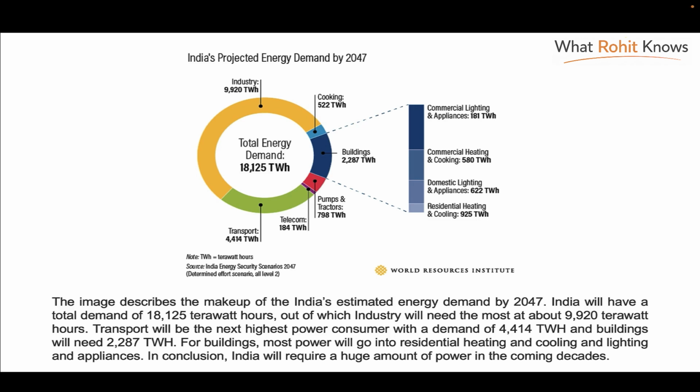What kind of a conclusion can you make here? You can conclude that by 2047, industry will account for more than half of India's total energy demand. That'd be a good conclusion. Or you can just say that India will require a huge amount of power in the coming decades. Because that's still 2 decades ahead. So that's why you can make a conclusion like this.